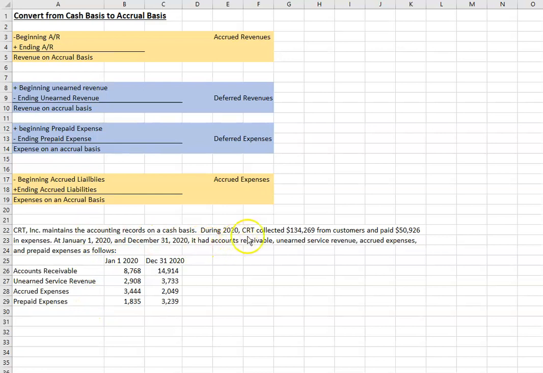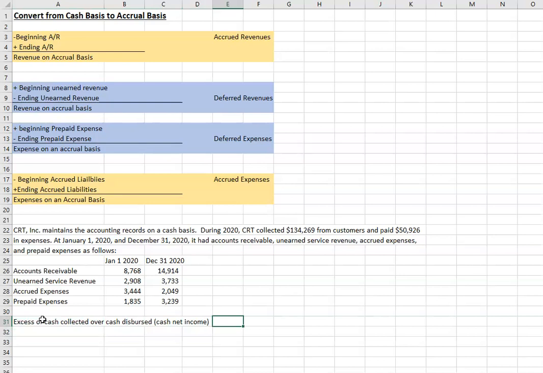The first thing that it tells us is that CRT collected $134,269 from customers and paid $50,926 in expenses. What this is telling us is that they had an excess of cash inflows over outflows, which is a cash basis net income of the difference. We'll call it the excess of cash collected over cash dispersed. And I'd just like to remind you that that is actually just cash net income.